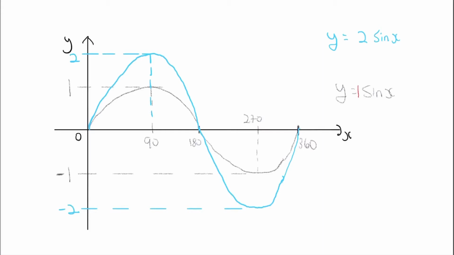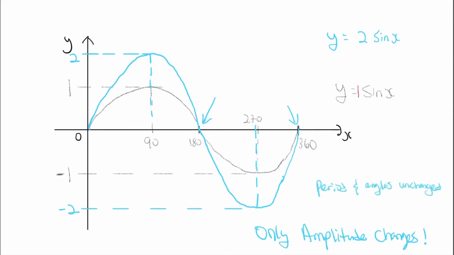Now notice, my maximum point still happens at 90 degrees. It still passes through 180 degrees. My minimum point still occurs at 270 degrees, and the period is still 360 degrees. So only the amplitude changes, everything else remains the same. So whenever we change the number in front of sine x to any other number, only the amplitude will change, everything else remains the same.